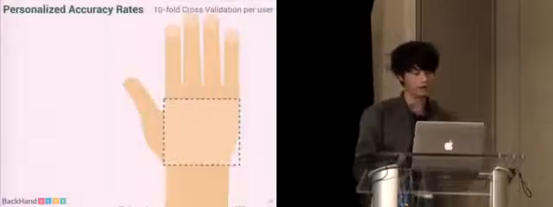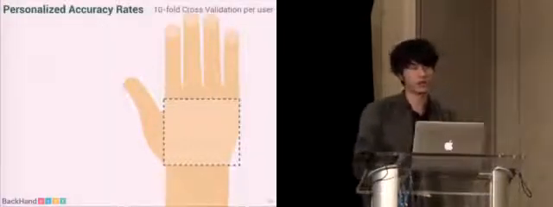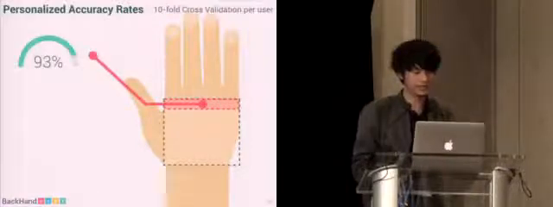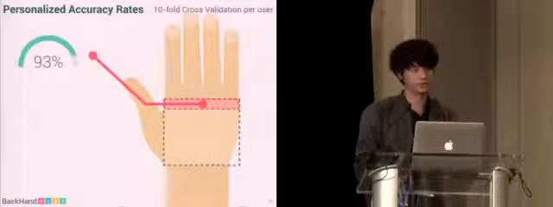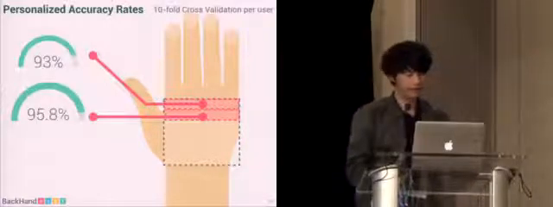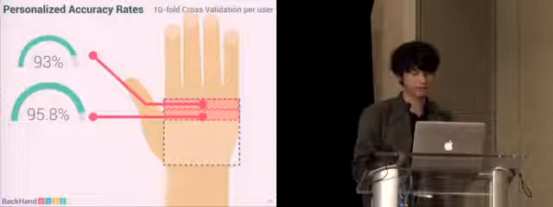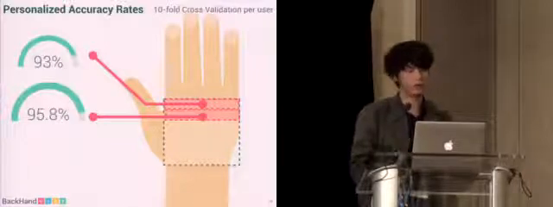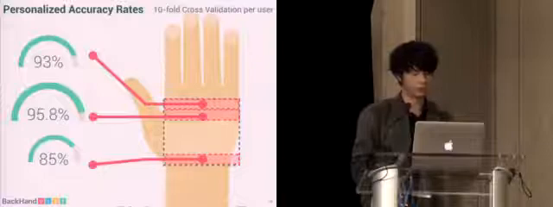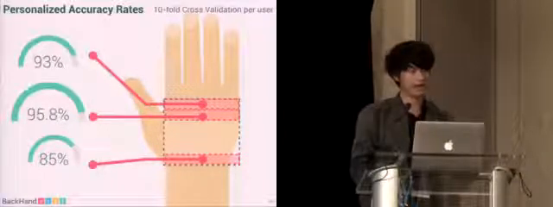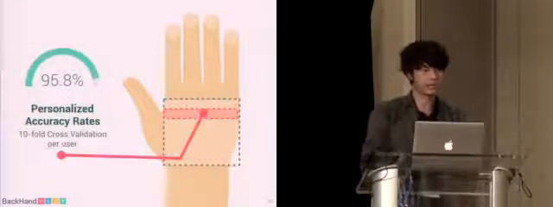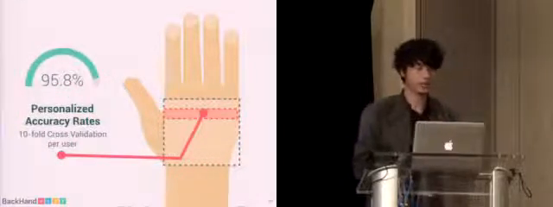Results of a 10-fold cross-validation are shown here. 93% when sensing closer to the knuckles. 95.8%, which is the highest, on the second row from the knuckles. 85%, which is the lowest, almost at the wrist. So the best result is here, 95.8%.